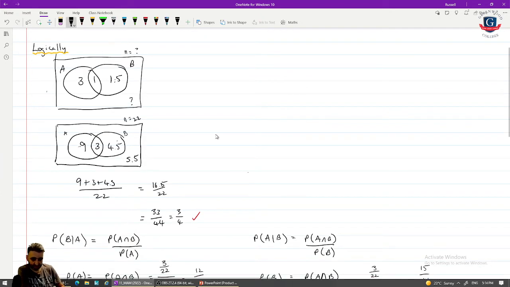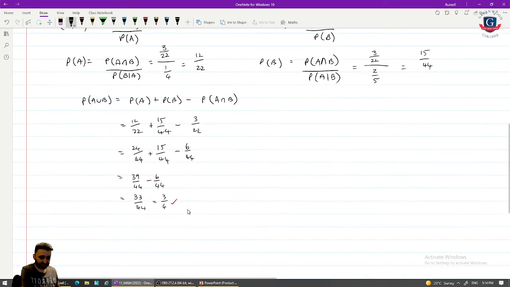Now, over here, to answer the question, the probability of A union B is going to be this equation, the 9 plus 3 plus 4.5 over 22, which simplifies to 16.5 over 22, which if we multiply by 2 over 2, we'll get 33 on 44, which is just 3/4, which is the answer. So that's logically doing it.